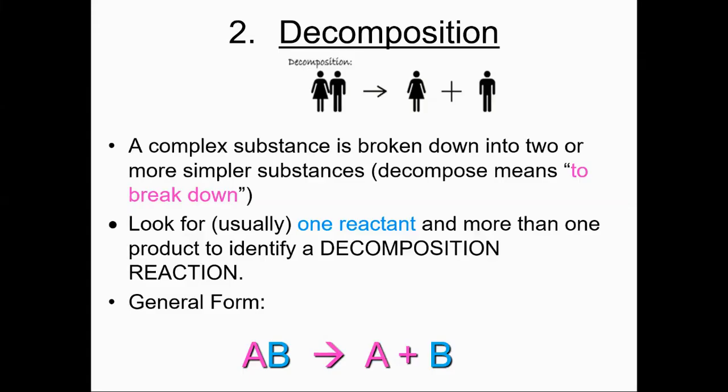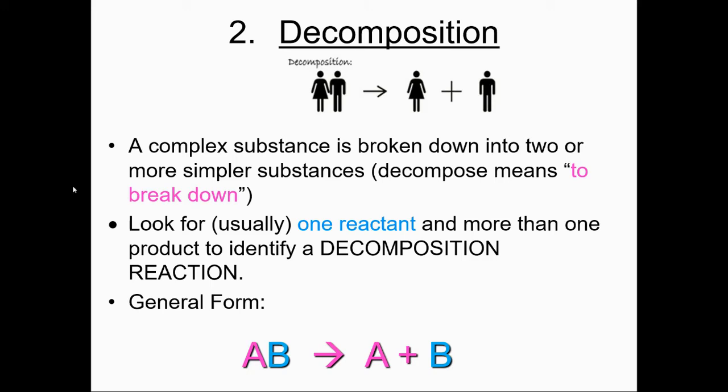The next reaction type we're going to talk about is decomposition. Decomposition is where you have a more complex substance, something that has got a bunch of stuff that are bonded together, and they're broken down into simpler substances. They're decomposed, broken down into its component parts. Decompose means to break down. So what you're doing for decomposition is you're looking for one reactant. That reactant is going to break down to produce its products. That's a decomposition. For instance, decomposition can have a general form of AB yielding A plus B.